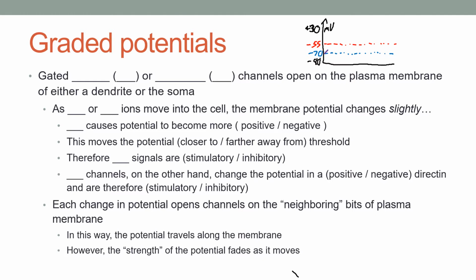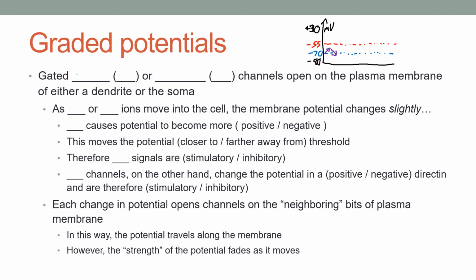We had excitatory potentials that drove the potential up and inhibitory potentials that drove the potential down. These potentials are called graded potentials because they come in different sizes or grades, different strengths, depending on what kind of stimulus you get.